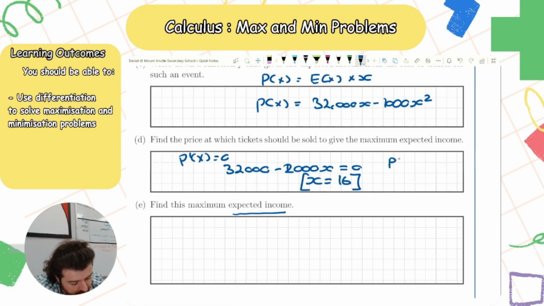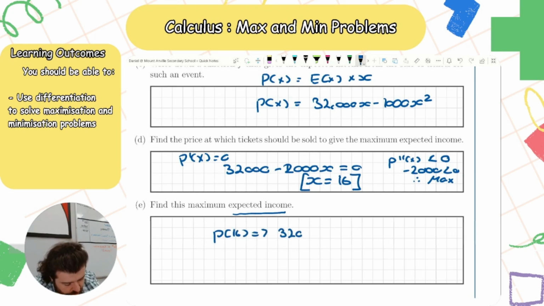Actually, let me just do my little second derivative test to double check. So it should be less than 0 if it's a maximum. And the derivative of this is minus 2,000, which is less than 0. Therefore, it's a maximum. Stunning. Right, what's the maximum expected income? Sub it in. F of 16: 32,000 times 16 minus 1,000 times 16 squared. That is going to be equal to 256,000.